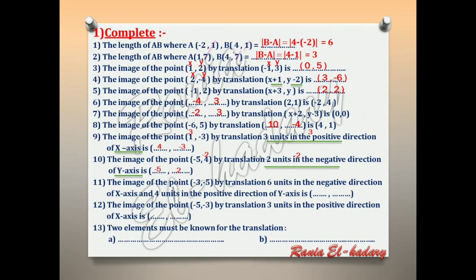Number 11: the image of the point (-3, -5) by translation 6 units in the negative direction of the x-axis, the first part of the example, and the second part is 4 units in the positive direction of the y-axis. We have 2 numbers: one in the x-axis and one in the y-axis. The first number is the x-axis. We have 6 units in the negative direction, so we have negative 6 in the x-axis. Negative 6 added to negative 3.